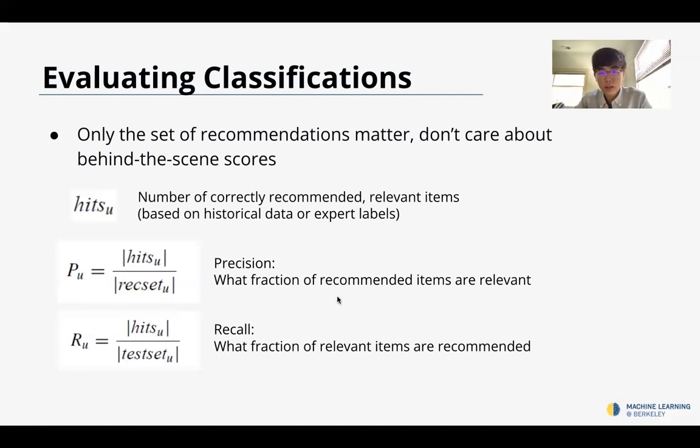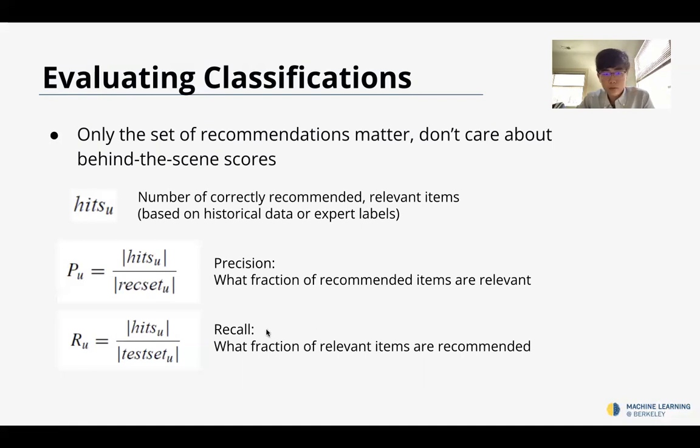So this is the fraction of recommended items that are relevant, and it sort of measures how precise your system is. And recall is the number of correct recommendations over the entire set of correct items, right? So this computes what fraction of correct items are actually recommended. So that sort of tells you how sensitive your model is to correct items.